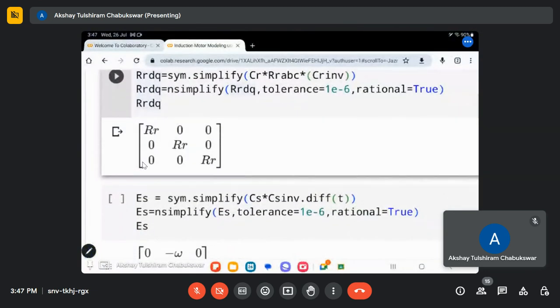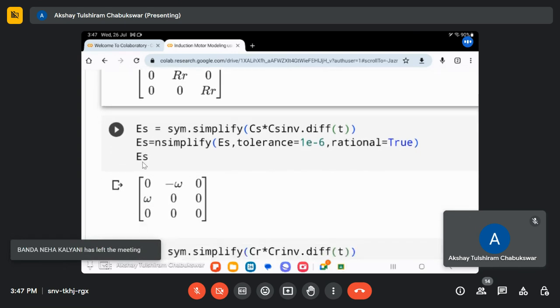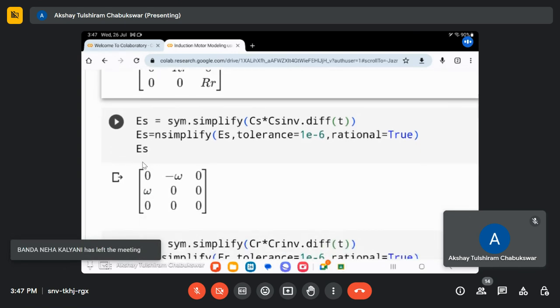Next is the ES matrix, ES in DQ. What is the ES in DQ? Here you can see sim dot simplify CS into differentiation of CS inverse. Here you can see CS into CS INV dot DIFF of T. In Python, how do you differentiate a matrix? You have to write dot DIFF of T. DIFF of T means differentiation with respect to time. So it is nothing but multiplication of two matrices, CS into d by dt of CS inverse.